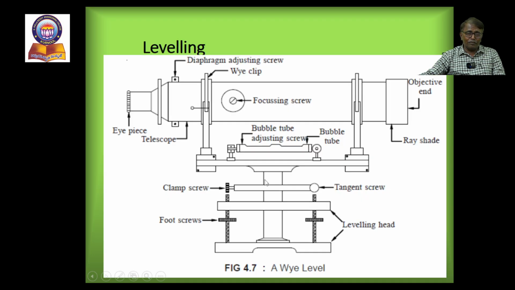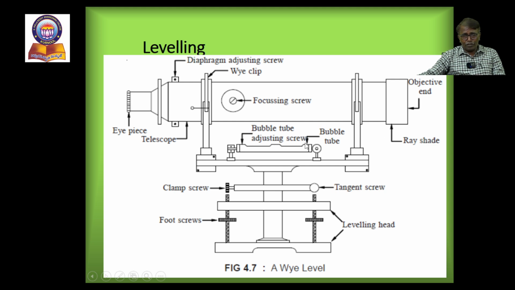You can see the Y level. So two Y clips are there, one here, another here. By removing these two clips, the telescope can be removed from the supports. It can be turned 180 degrees and kept in the opposite direction. That is the main advantage with the Y level. Testing and adjustment of the instruments is done by using the Y level, one of the advantages. Remaining parts are the same: diaphragm, eyepiece, telescope and objective end are the same.